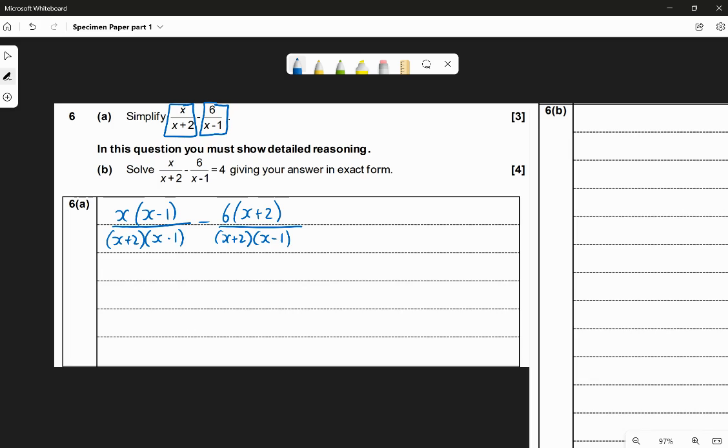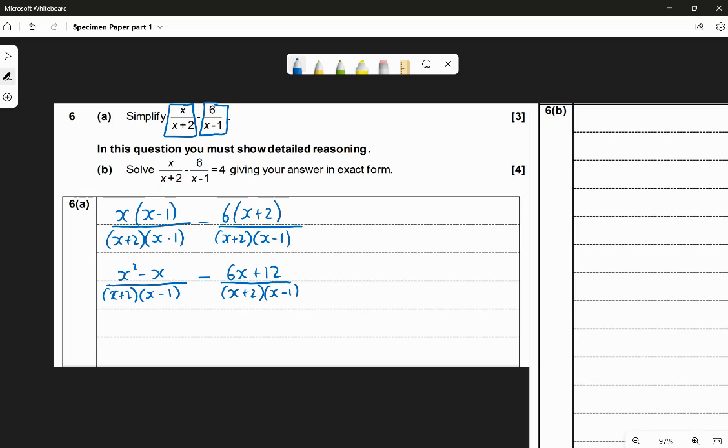Okay, so let's expand the numerators so that we can then subtract. So the numerator of the first fraction is x squared minus x. And the numerator on the second one is 6x plus 12 over x plus 2, x minus 1. And I could write that in expanded form, but I'm going to keep it in factorized form.